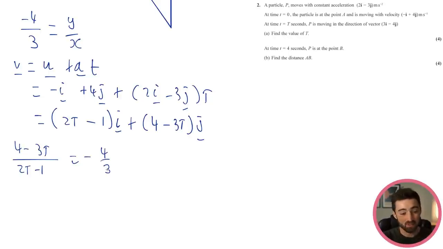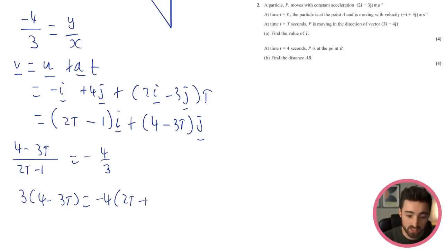So times by the 2t - 1, just get rid of your fractions, clean everything up, you're used to this by now, right? So I'm going to times by this 3, so I'm going to get 3 times by 4 - 3t equals -4 times by 2t - 1. Multiply out, see what happens. So what do we get?